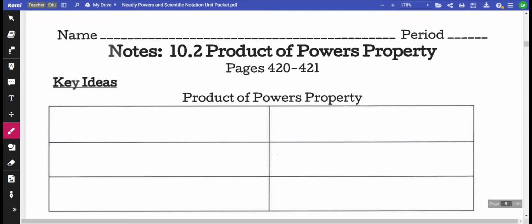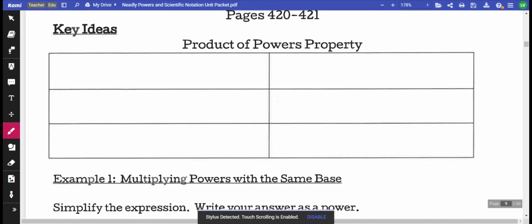10.2 Product of Powers property. There are a few key ideas with the product of powers property. So let's begin first with the product of powers property.